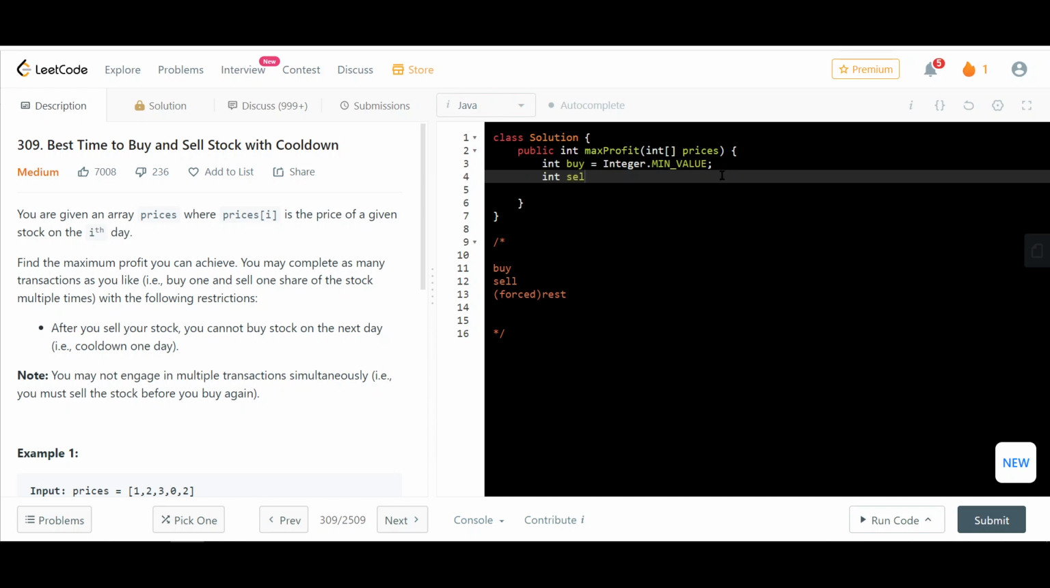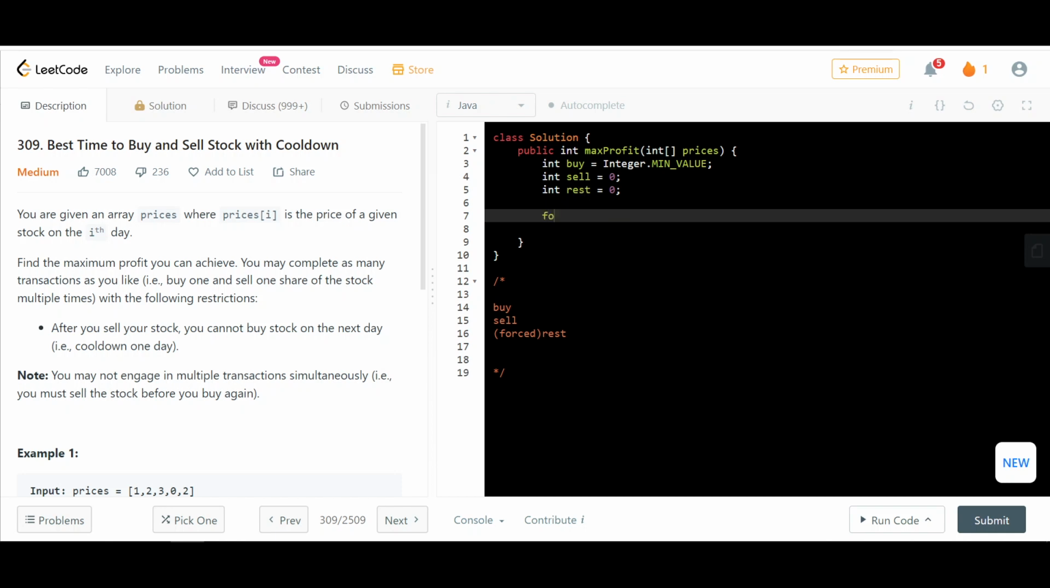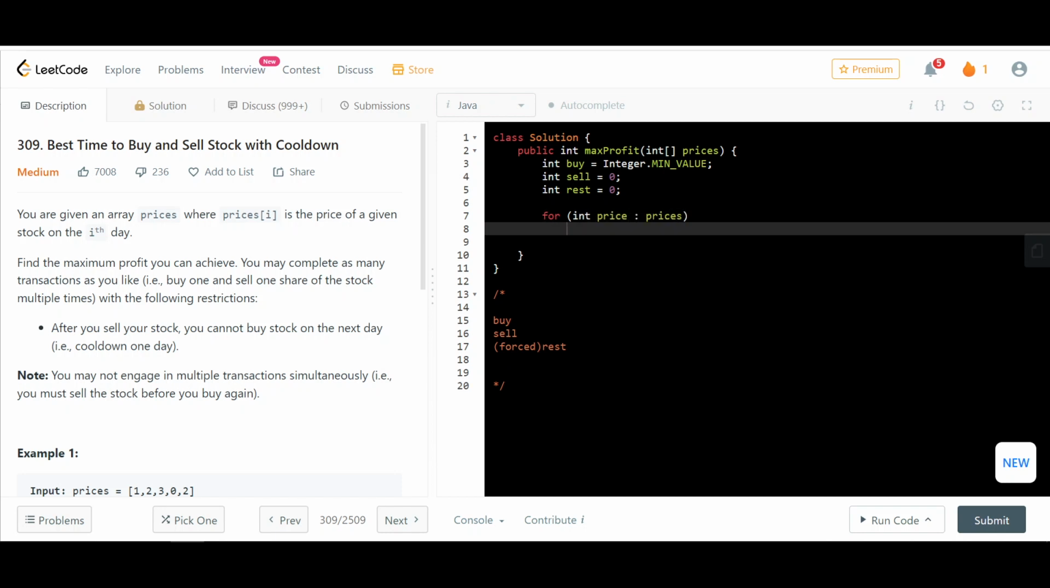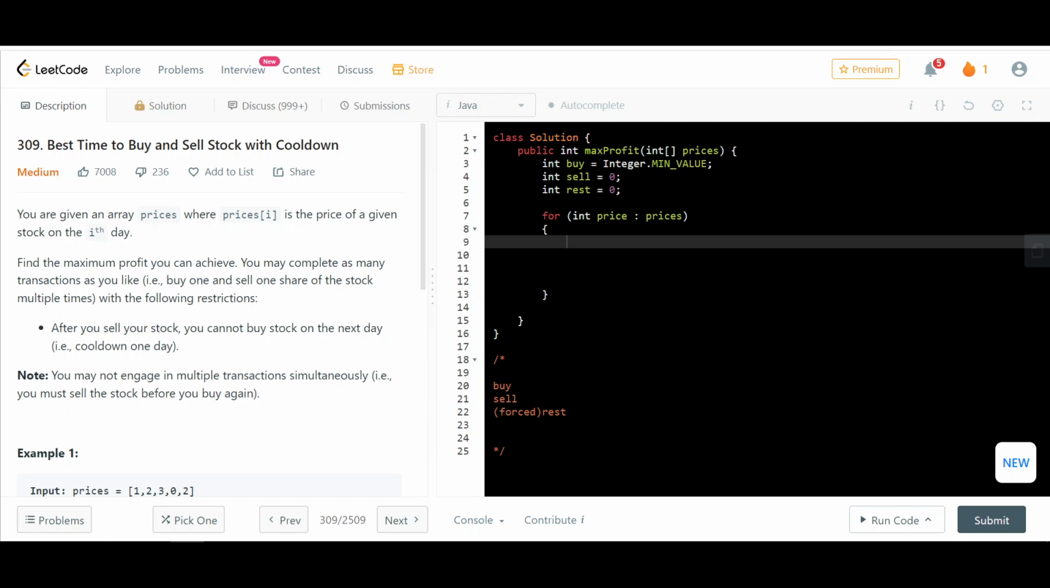And then, okay, sell can never be less than zero. I mean, you would never want a negative profit. Rest again, you can initialize at zero. Now let's go through each day, right? And so in each day, one thing is you could either buy, right?